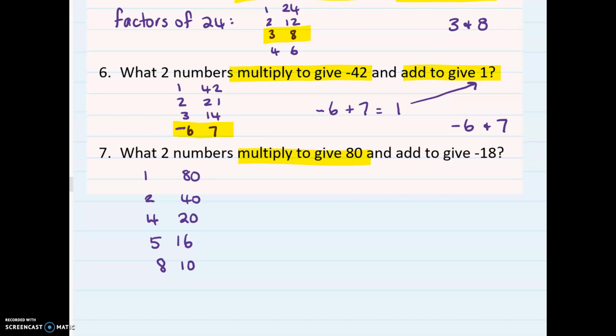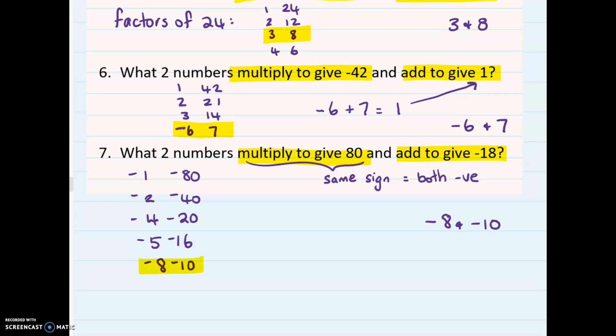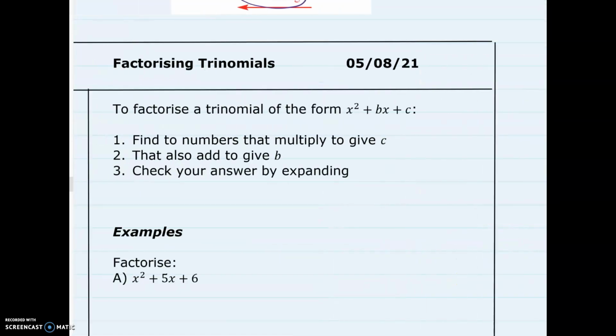So this time they've got to multiply to give 80. The fact that they multiply to give a positive answer tells me that they must be the same sign. Either they're both positive or they're both negative. And the clue here is if they're adding to give a negative answer, then here they must be both negative numbers. So all these would need to be negative, because when you times two negatives, you get a positive. And then when I do negative 8 minus 10, this is the combination. Okay, so I've got negative 8 and negative 10. So if you're able to choose those values, then you should be okay starting these questions today.